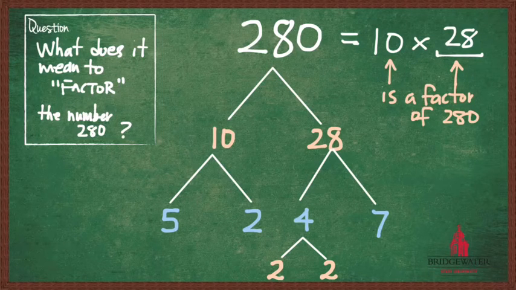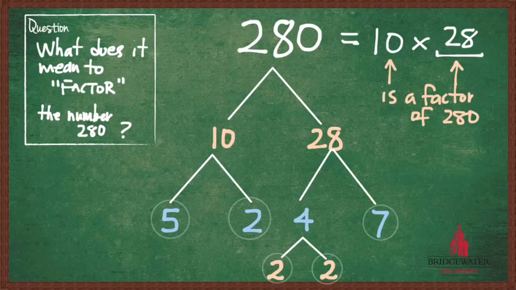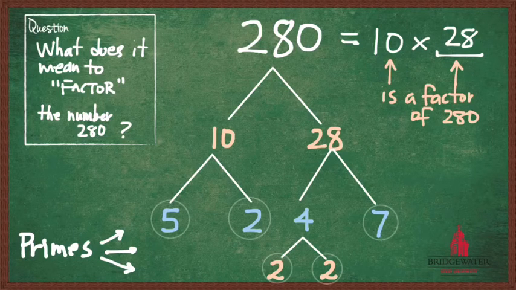So what do we call the numbers that are at the ends of these branches? The numbers for which we are done breaking them down. Yeah. So those are the most basic factors that exist for a whole number. They can't be broken apart any further because their only factors are themselves and 1. We call those numbers primes. So these numbers here at the ends of the branches are primes. That's how we know that we're done factoring.